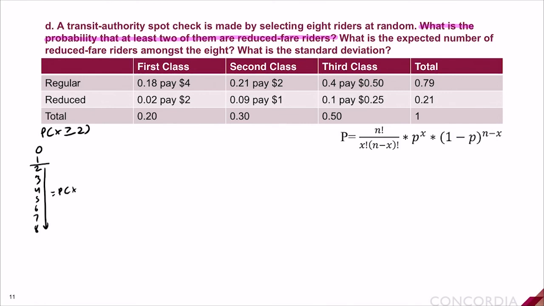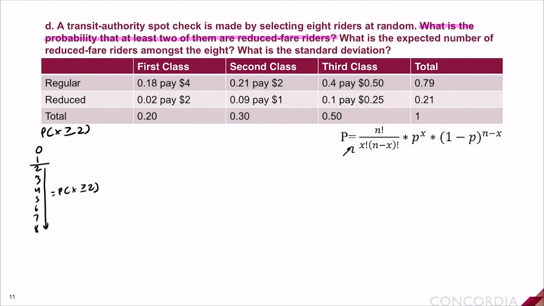However, since the binomial equation, which is right here, requires us to put in one x value at a time, it would take quite some time to punch in each one individually and add up their total. Therefore, we will use a shortcut.